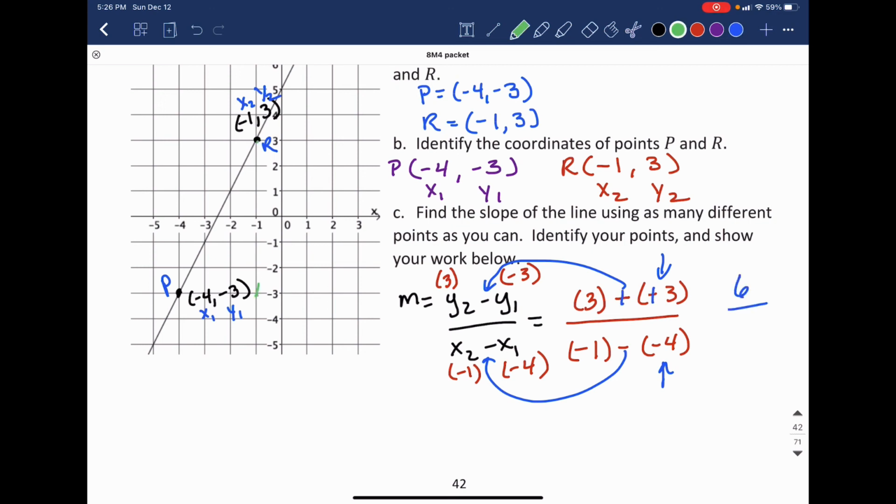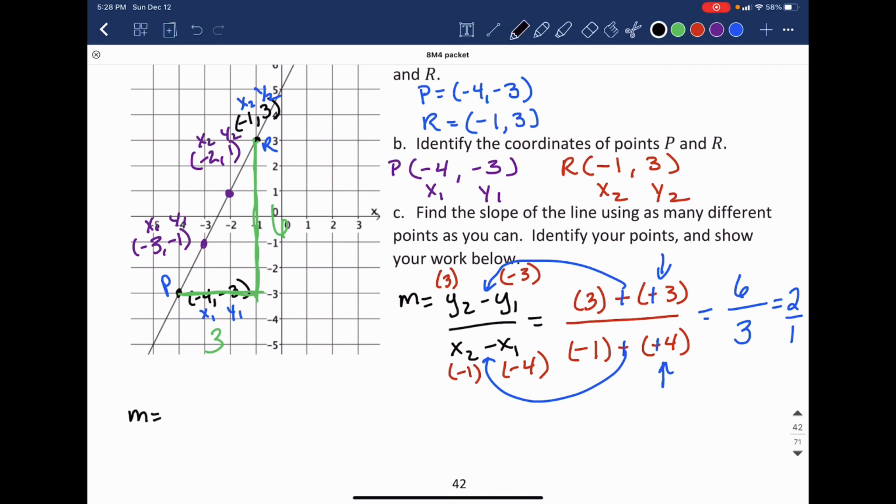So that means 1, 2, 3, 4, 5, 6. We went up 6. And then -1 minus -4 is the same thing as -1 plus 4, which is 3. So 6 over 3 is 2 over 1, which is 2. And that means we went right 3. So let's pick another point. Let's pick (-3, -1) and (-2, 1). So this is our x1, y1, and our x2, y2.